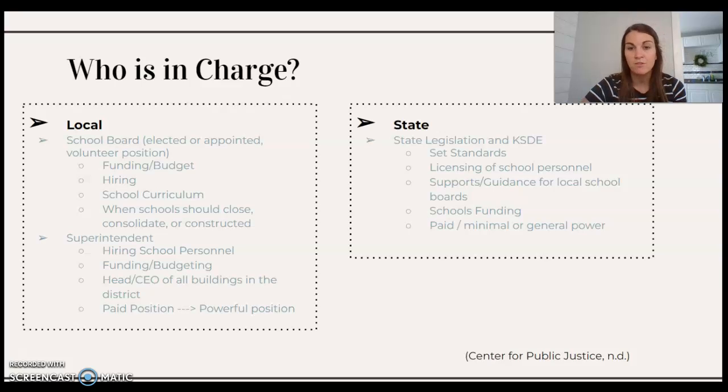And then at the state level, we have our state legislation, and then of course the Kansas Department of Education. At this level, they set the standards for the teachers, they set the standards for the students. They do deal with the licensure of the school personnel. What is it going to take to gain a teacher certification within the state of Kansas? What requirements need to be met? And then the supports and guidance for local school boards. So they help guide the way for the school boards at local levels to make sure that the right decisions are being made and which route to take, especially here recently with all the COVID requirements and the changes being made. School boards had a pretty big job ahead of them the last couple of years. So then it deals with the school funding as well. And then with the state, it is a paid position, but it is minimal or general power overall.